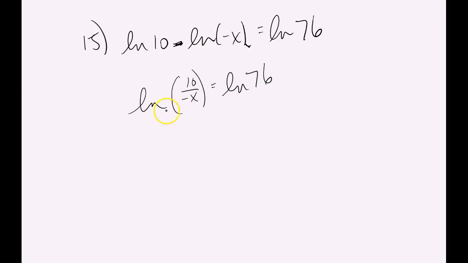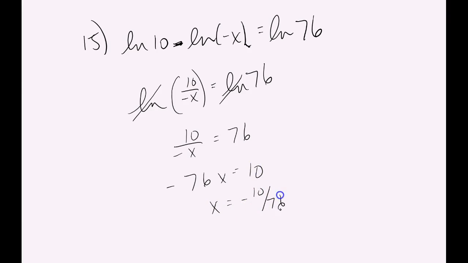Whenever there's a natural log on both sides, you don't have to do the e and rearrange it stuff. You can just cross those out and solve this instead. So negative 6x equals 10, so x equals negative 10 over 76. And if you want to reduce and get a number, whatever you can, I know that those are both even, so I can divide them both by 2, so that would be negative 5 over 38. Okay, so that would be your final reduced answer on 15.